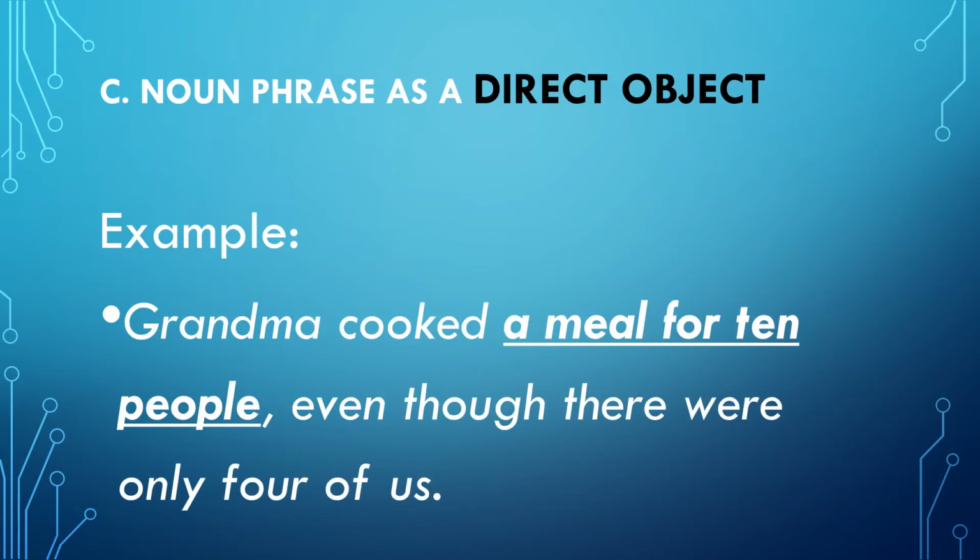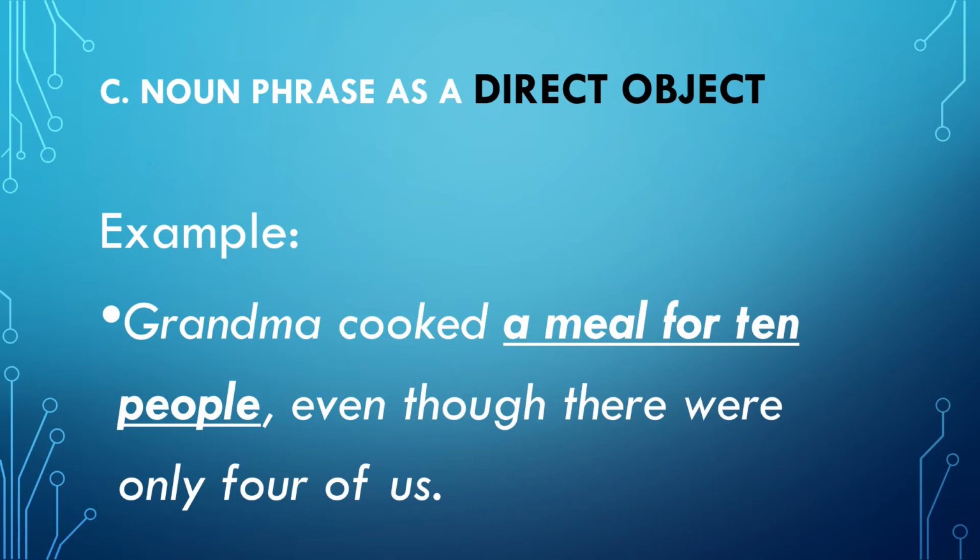Third, noun phrase as a direct object. What is a direct object? A direct object is the noun or pronoun that receives the action of a verb. Example: Grandma cooked a meal for 10 people even though there were only 4 of us. Again, a direct object receives the action. What is the action in this sentence? That's right, cooked. And what is being cooked?